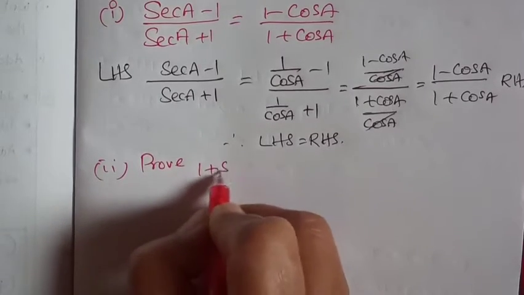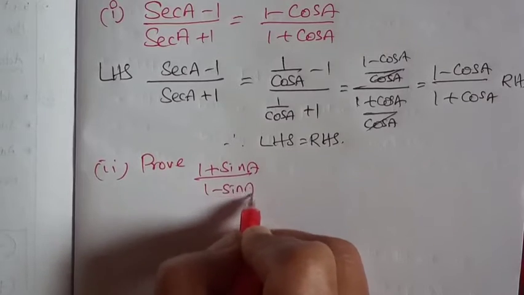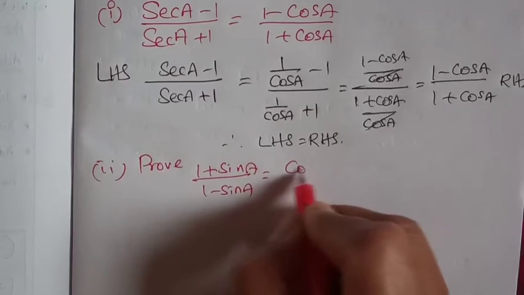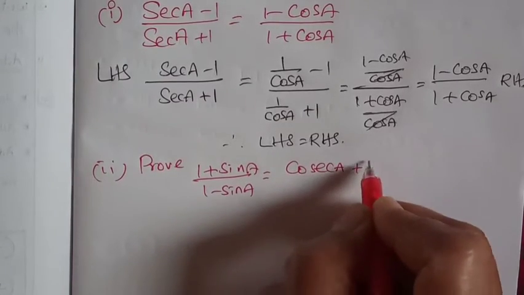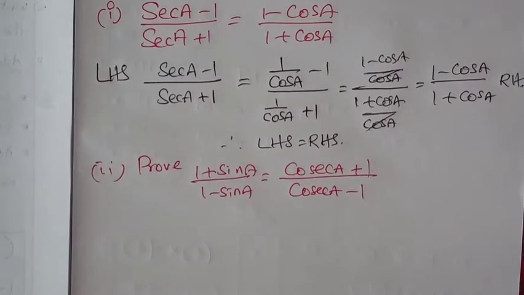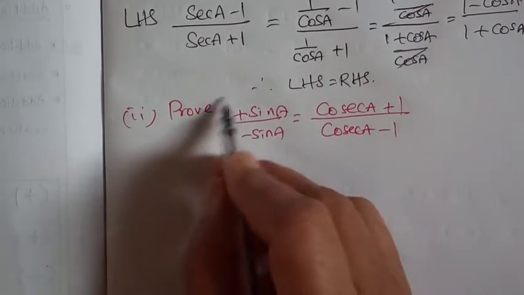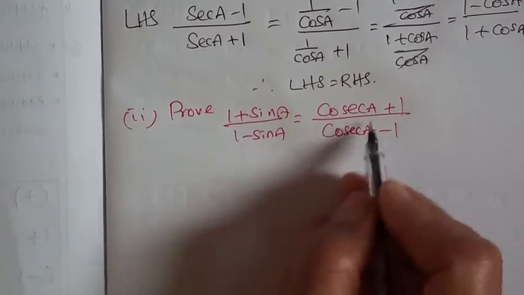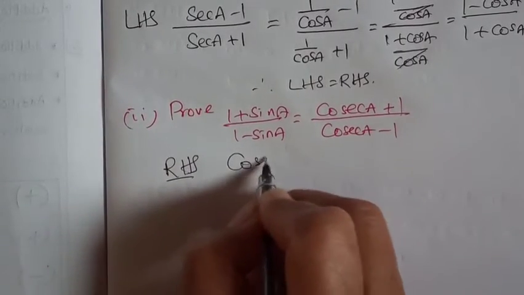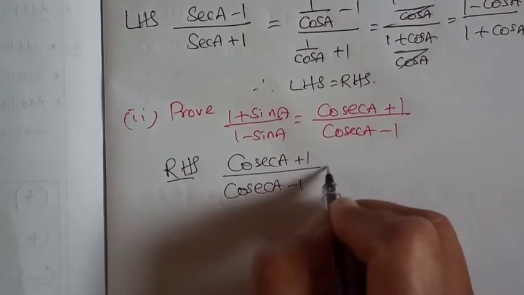Prove (1 plus sin A) by (1 minus sin A) is equal to (cosec A plus 1) by (cosec A minus 1). Okay. Same again, here we can go with the LHS or RHS also. I'll start with the RHS. (Cosec A plus 1) by (cosec A minus 1).